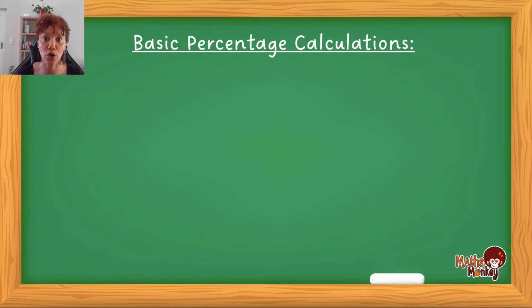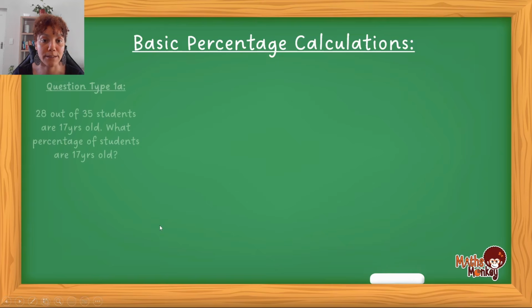So that's where we'll start, because that gives us a gist of how we're going to interpret all of the questions. Okay? So again, if you are given a percentage, you divide by 100. If you are asked to calculate the percentage, then it's multiplied by 100. So let's just look at two basic examples. So question type 1A. 28 out of 35 students are 17 years old. What percentage of students are then 17 years old?